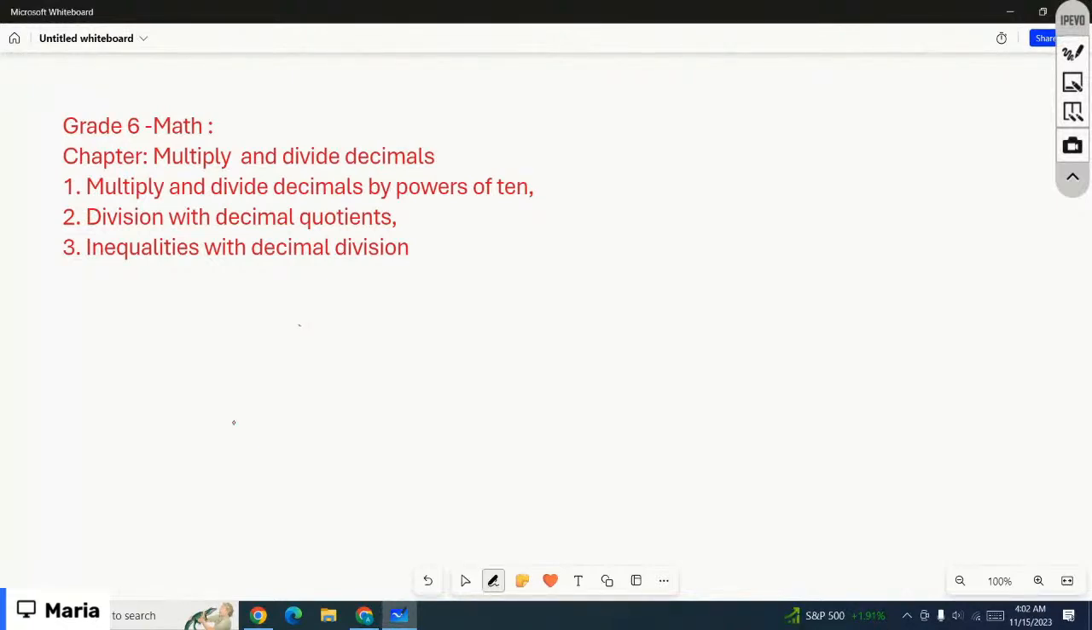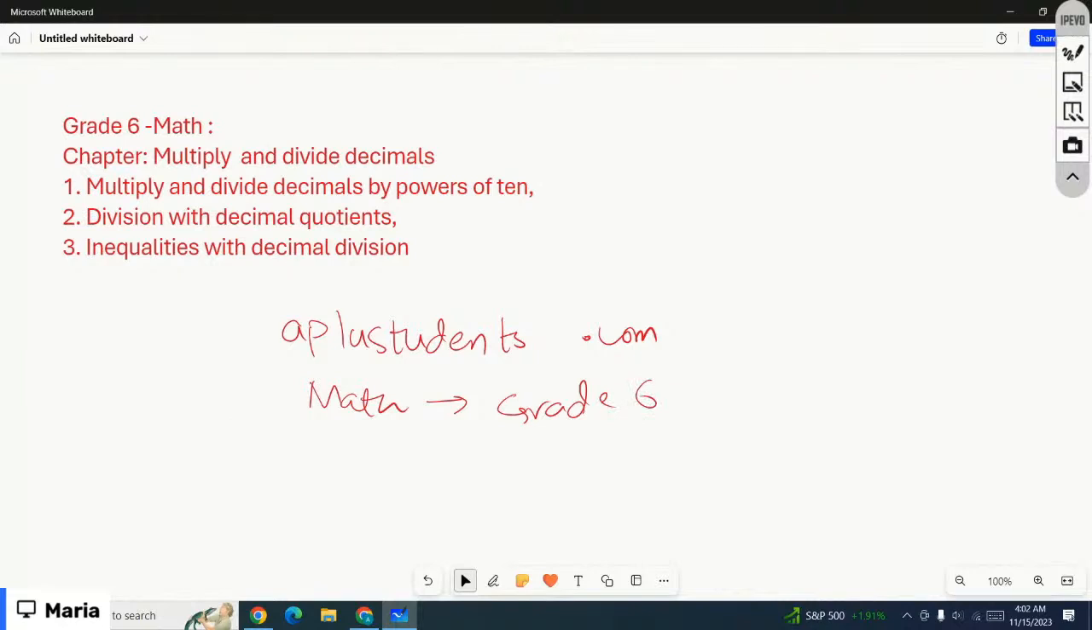So you can find all the lessons on aplusstudents.com. You have to log in there using your email address, and the password is provided by the administrator. Then you have to select math from the subject tab. Scroll down to grade 6 and then click on view all lessons. There you can find a list of the chapters.